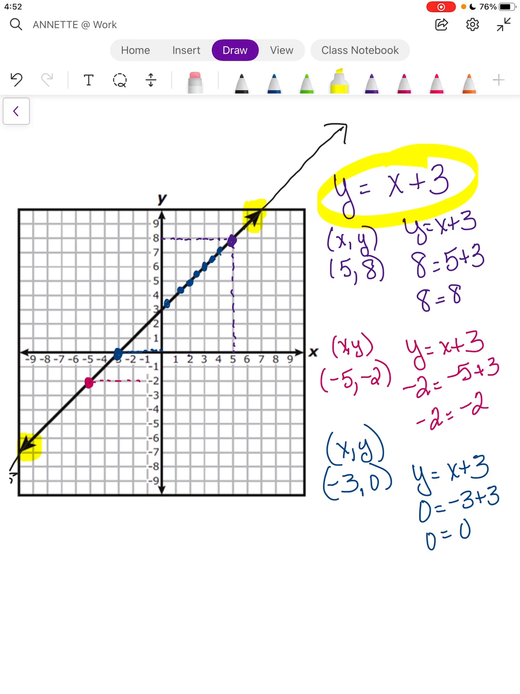Okay, so what did we learn today? Today we learned that a solution to the equation is the line. The line is how we can show all of the answers that make the equation true or satisfy the equation.